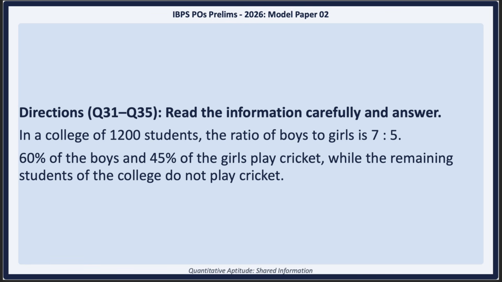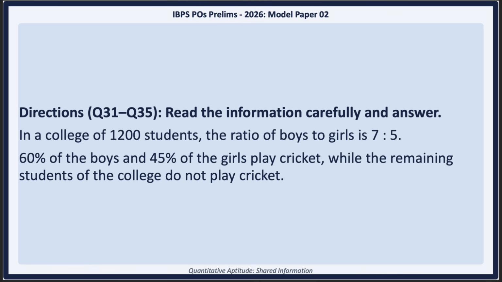We have 1,200 students total, split into a 7-to-5 ratio of boys to girls. Okay, so a 7-to-5 ratio means there are 12 equal parts in total. If we divide the 1,200 students by 12, each part is exactly 100 students. That makes it super clean. 7 parts boys means 700 boys, and 5 parts girls means 500 girls.